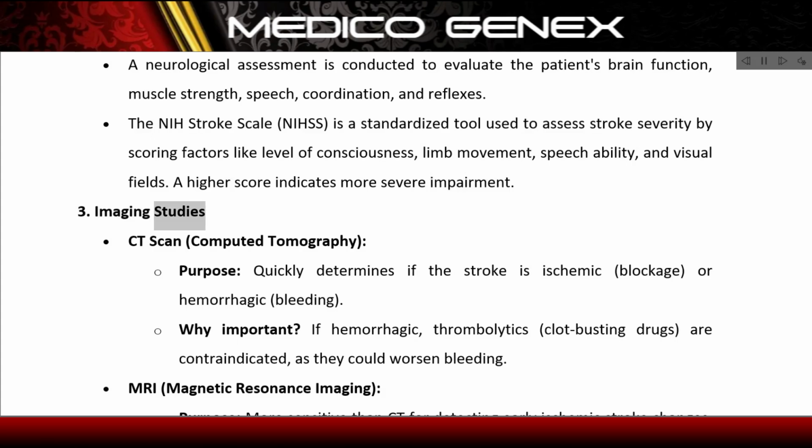3. Imaging studies. CT scan, computed tomography. Purpose: quickly determines if the stroke is ischemic, a blockage, or hemorrhagic, bleeding. Why important? If hemorrhagic, thrombolytics, clot-busting drugs, are contraindicated, as they could worsen bleeding.